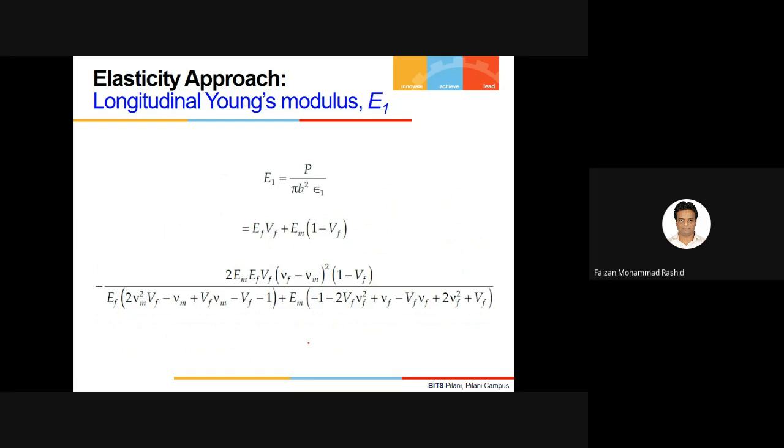So I'm going to show you the final expression for the longitudinal Young's modulus using the theory of elasticity approach. You can see this should be in terms of P and E1. And when P and E1 are expressed in terms of known quantities like EM, EF, VM, VF, I get an expression like this. Don't worry, this is the final expression, which you get from theory of mechanics of materials. Are you able to see this? Oh, yes, sir. But you have to be very wise here to understand it.